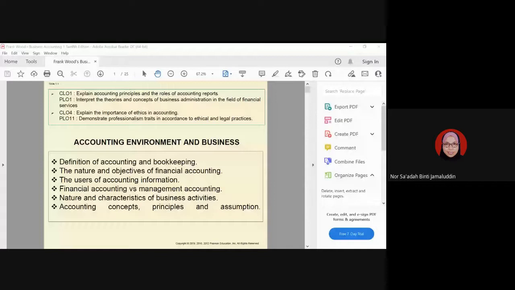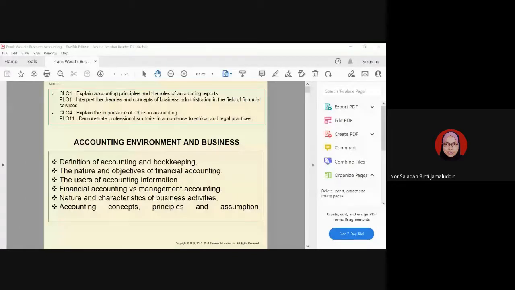So what are the subtopics for this chapter? This topic is on the accounting environment and business. We will learn the definition of accounting and bookkeeping, the nature and objective of financial accounting, the uses of accounting information, what financial accounting and management accounting are, the differences between financial accounting versus management accounting, and the nature and characteristics of business activities, accounting concepts, principles and assumptions. Alright, these are the subtopics for this chapter.